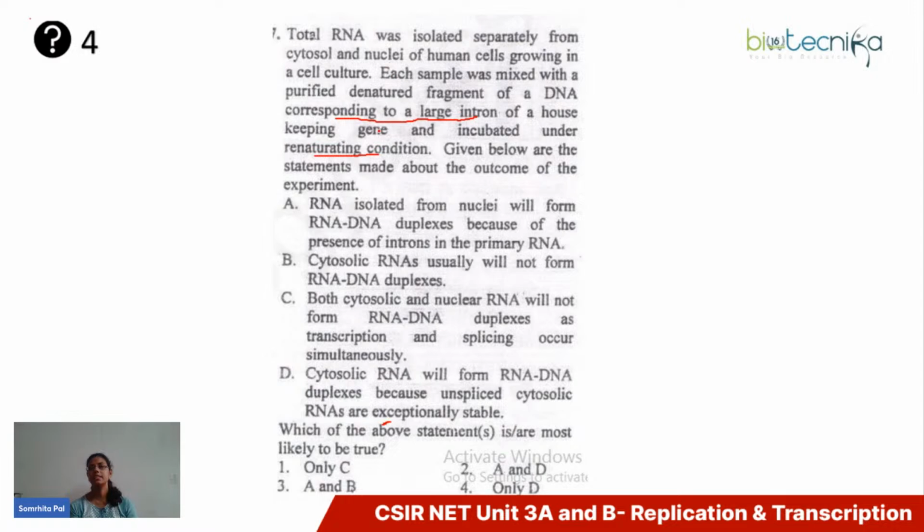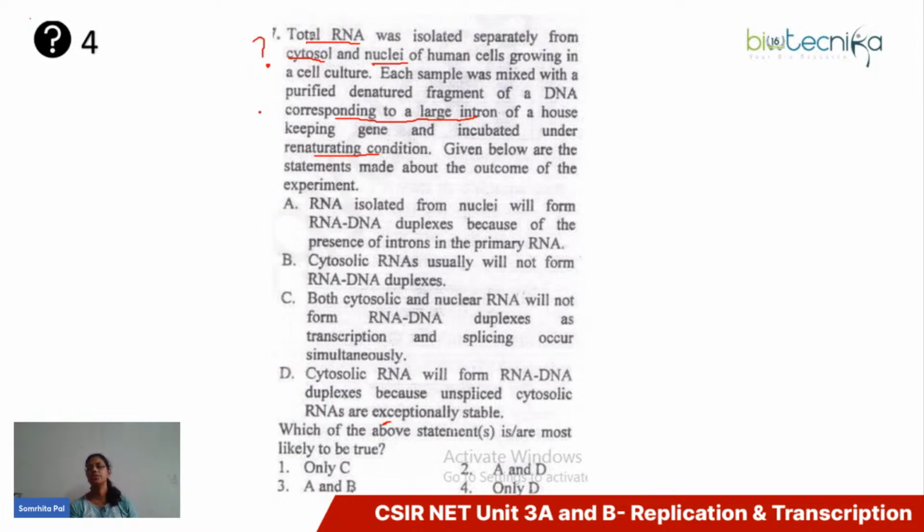When you get these kinds of questions, just underline the important things. So you are taking the total RNA separately from the cytosol and the nuclei. Think about it. What kind of RNA will you get if you take the RNA from the cytosol and if you take the RNA from the nuclei? Will it be the same or will it be a bit different? This is the first question you need to ask yourself.